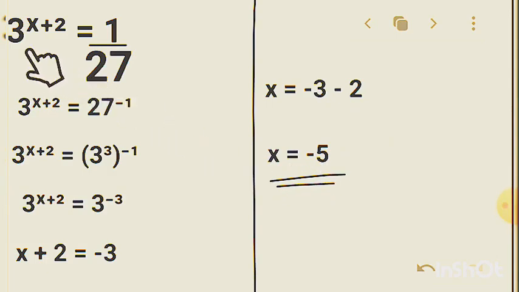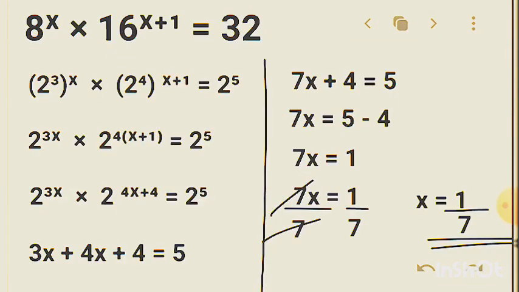So for 3 raised to the power x plus 2 equals 1 over 27, the value of x is minus 5. Now we want to solve another equation. We have 8 raised to the power x times 16 raised to the power x plus 1 is equal to 32. We look for a common factor for 32, 16 and 8, and the common factor is 2.